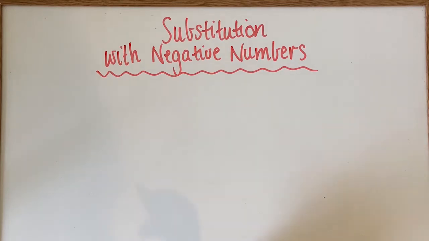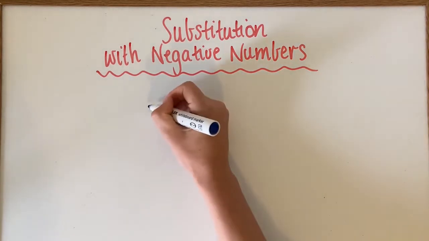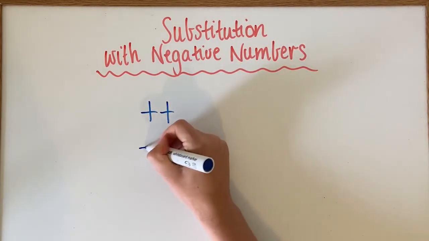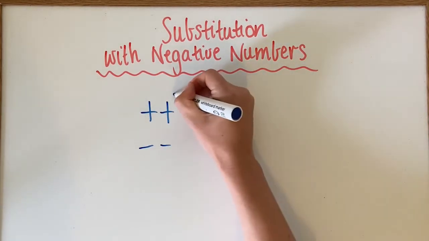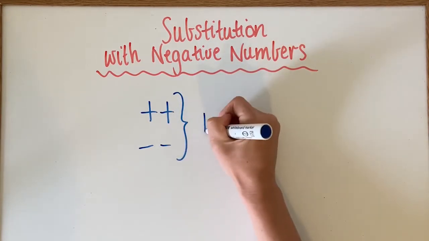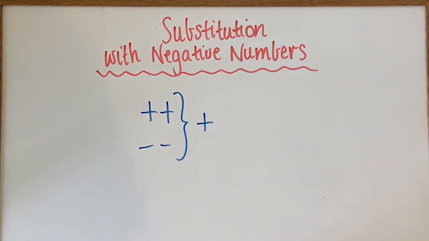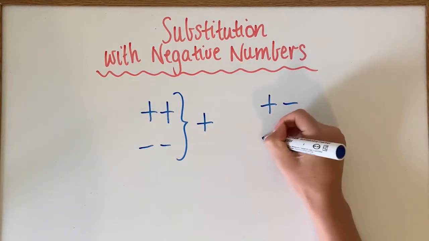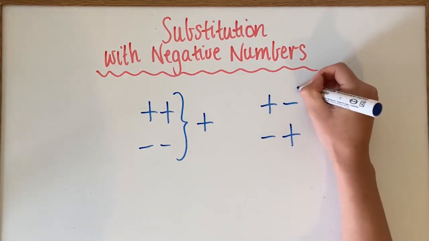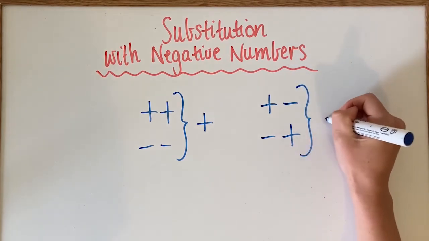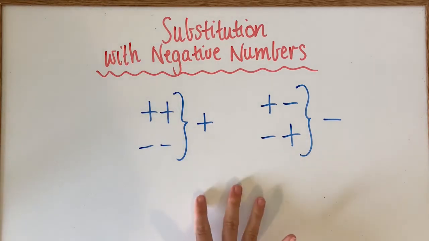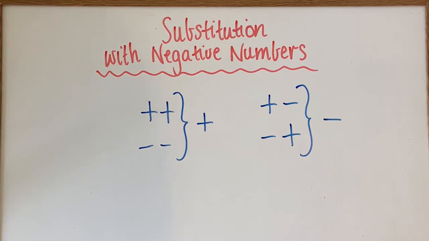So the first thing we need to remember when we're working with negative numbers is that if you ever see two plus signs next to each other, or two negative signs next to each other, we can change that to just one positive sign. If we see a mixture, so a negative and a positive, or a positive and a negative, we can change that to just a negative. It's an easy way to simplify it. It makes it easier for us to understand. So that is the first thing to remember.